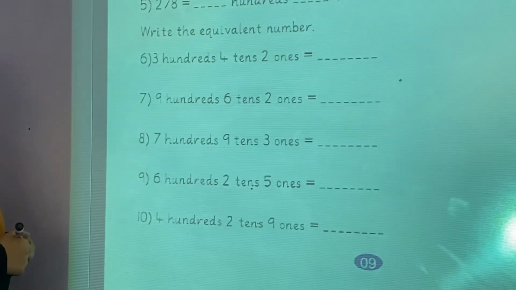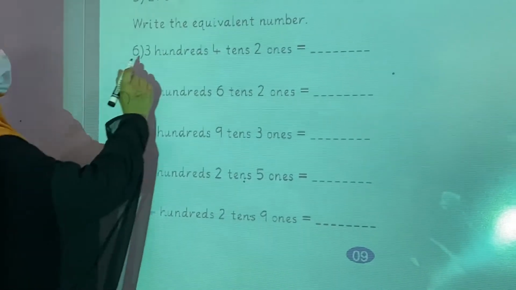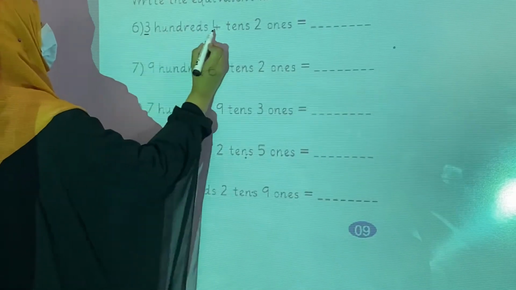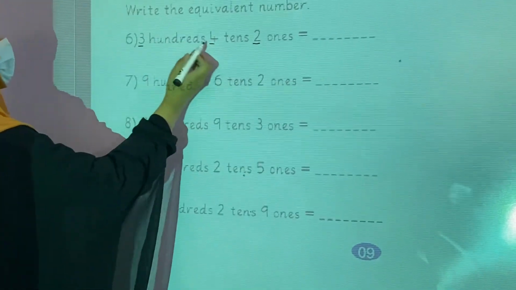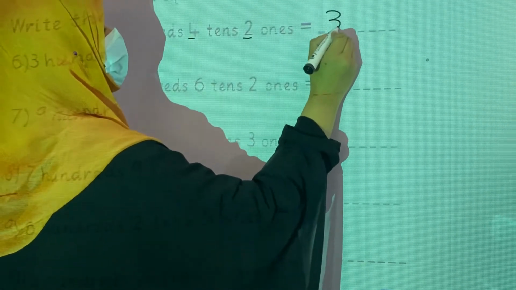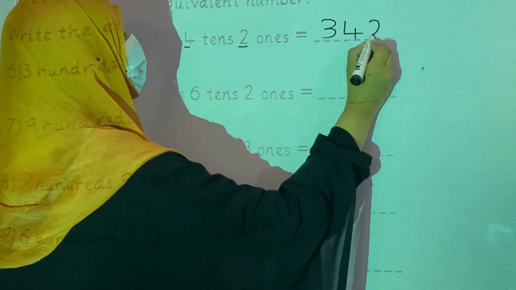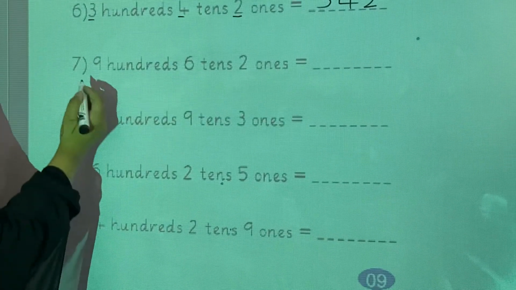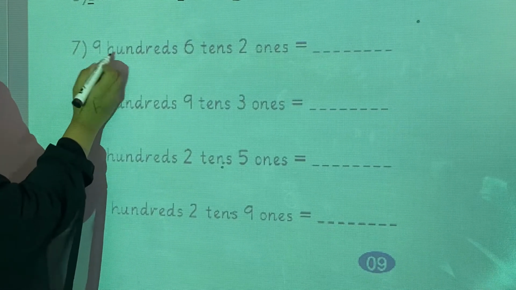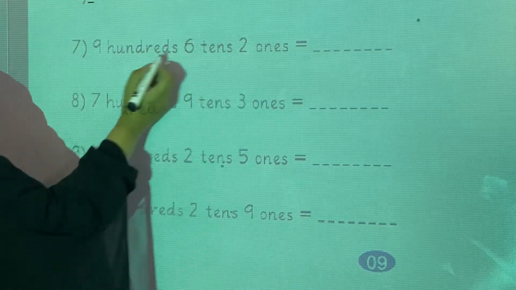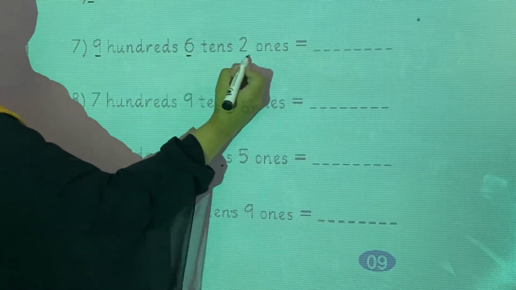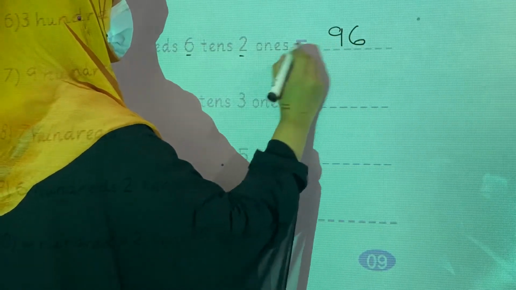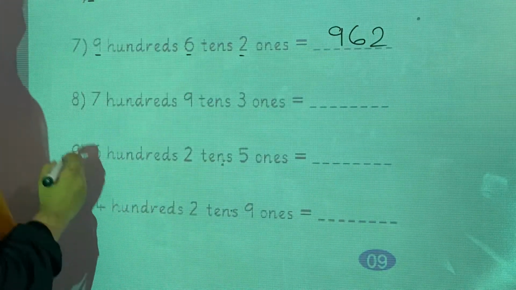Write the equivalent number. 300, 4 tens and 2 ones. You have to write down only these numbers. 3, 4, 2. 300, 4 tens and 2 ones. Next question, 900, 6 tens and 2 ones. 9, 6, 2. 900, 6 tens and 2 ones.